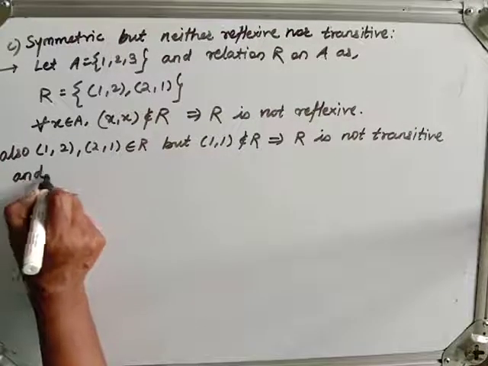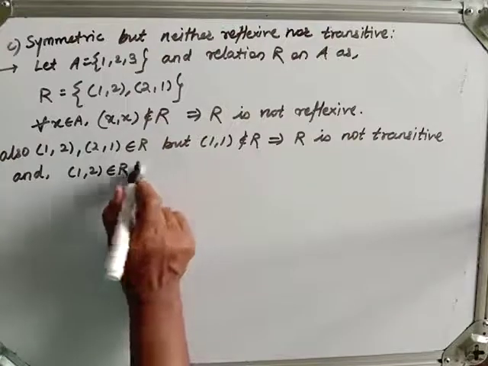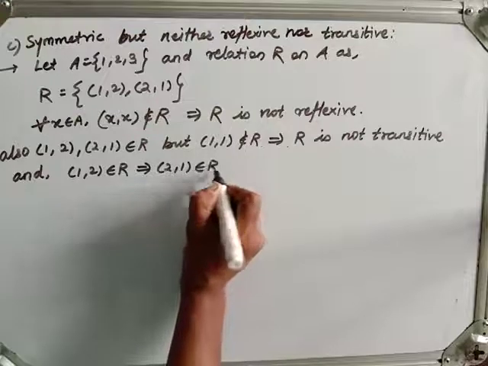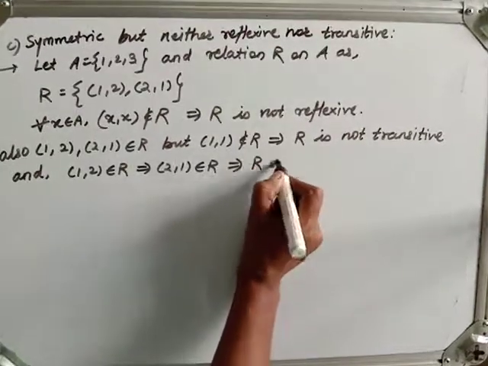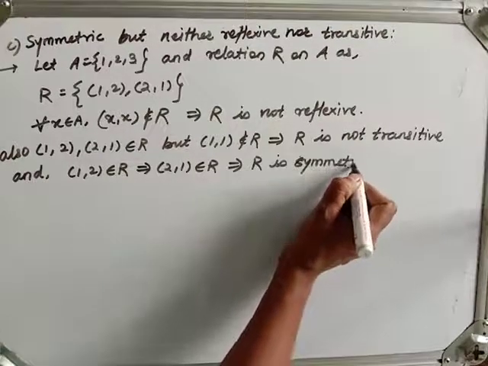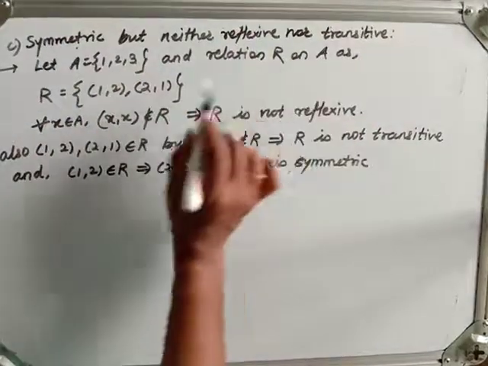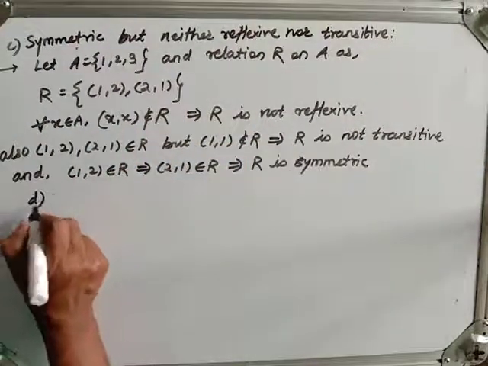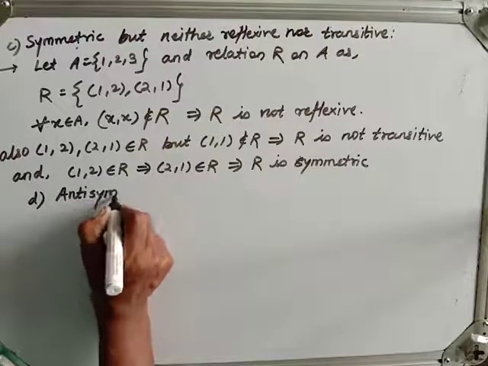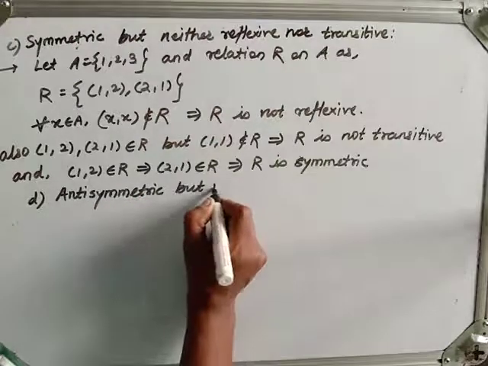And (1, 2) belongs to R implies (2, 1) also belongs to R. So that implies R is symmetric. Means this relation satisfies the condition that the relation should be symmetric but neither reflexive nor transitive. Now the next case is that antisymmetric but not transitive.